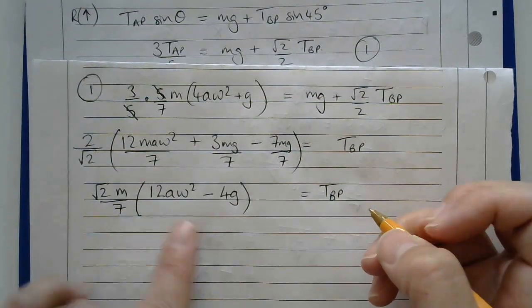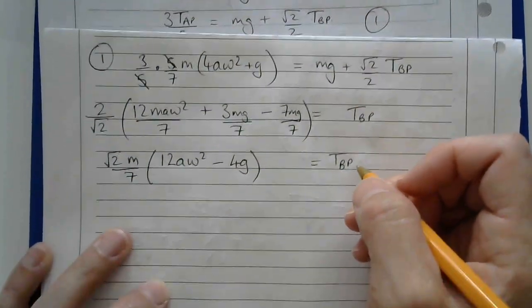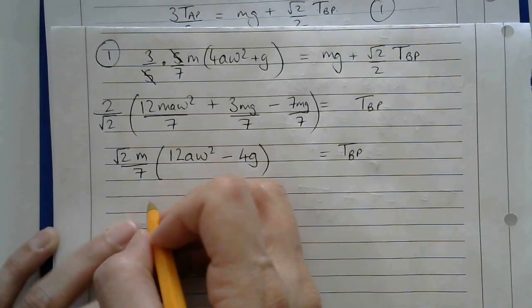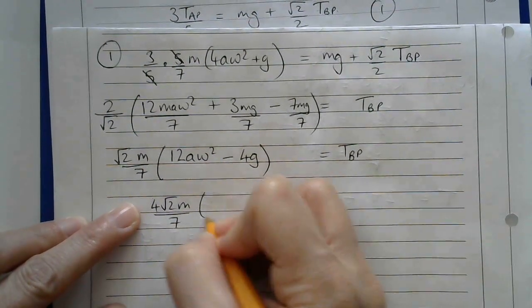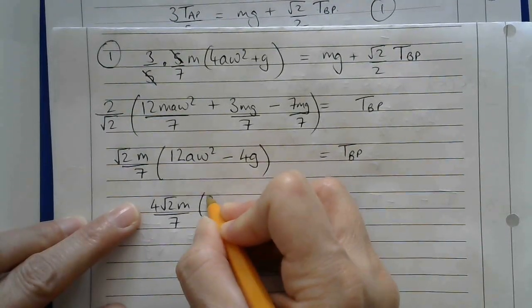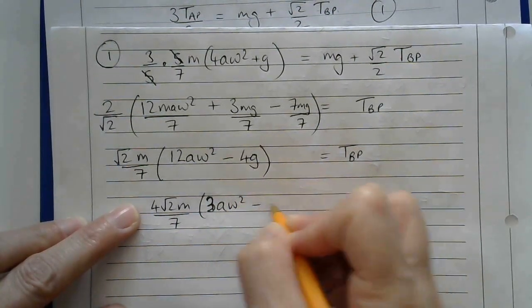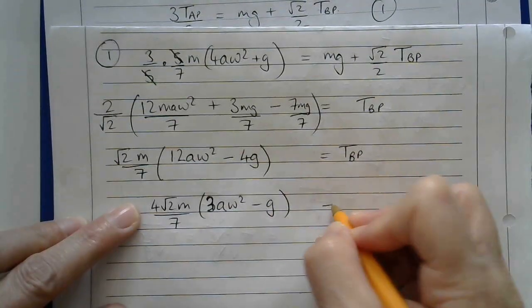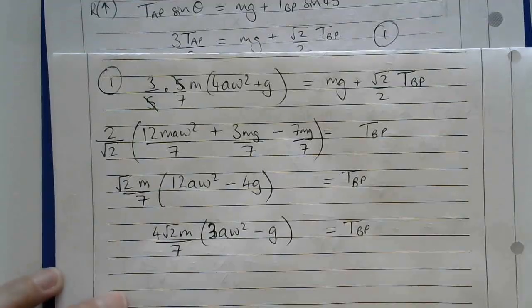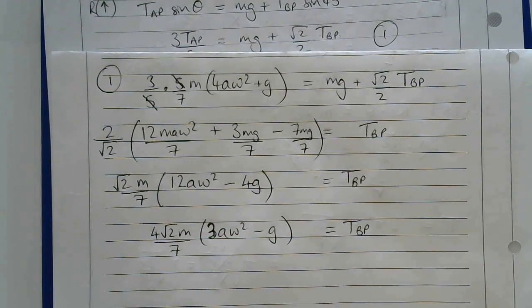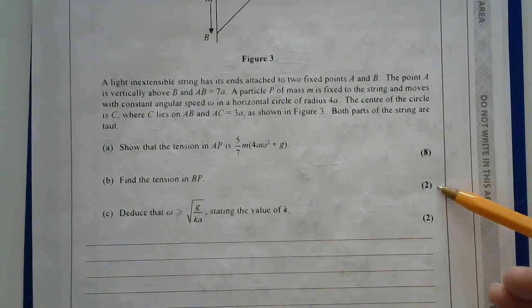Okay, I could leave it like that, or I can take a factor of 4 out. That would make it a tiny bit nicer. So here I would get 3a omega squared minus g is the other tension. So that was worth 2 marks.